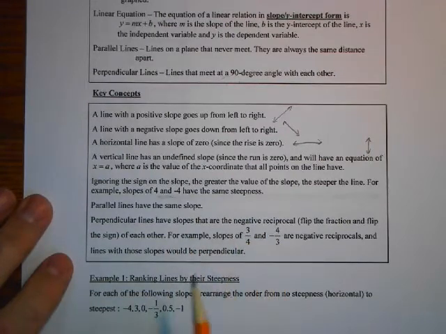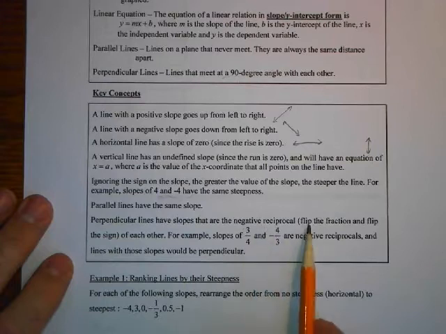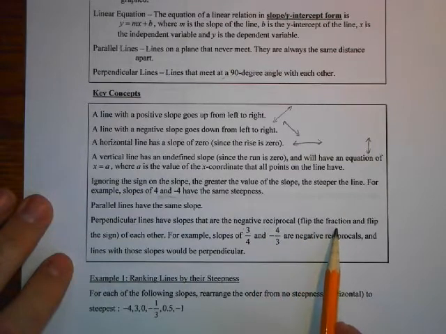And what we do, if we want to find the slope of a line that's perpendicular, we take the negative reciprocal of the slope. So that's quite a mouthful, but it's really two parts. So in a quick way of saying what that means, you flip the fraction and you flip the sign.